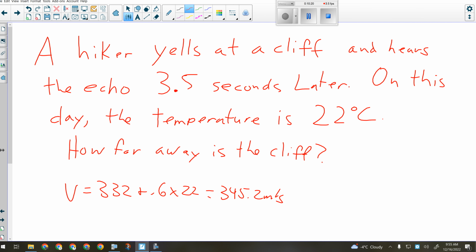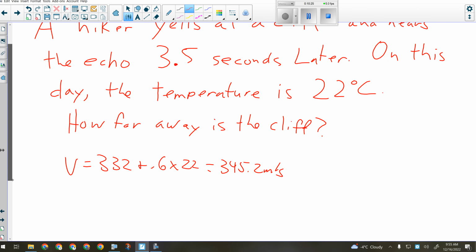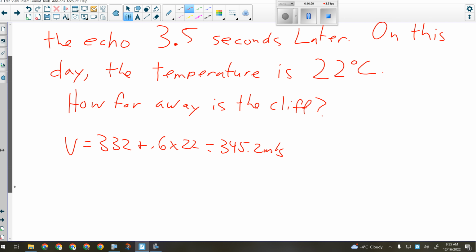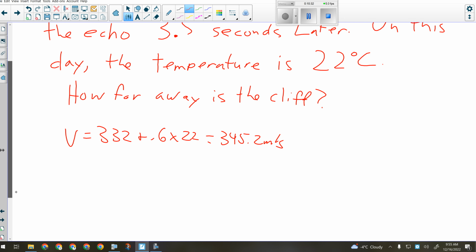Now, a person yells at the cliff and hears the echo 3.5 seconds later. Do I need the universal wave equation for this question? I don't. There's absolutely no reason to use the universal wave equation here because, as the note said earlier, I can still use this if I have the right information, and I do. I have the time and I have the speed. Now I want to calculate how far it is to the cliff. How far did the sound travel? There and back again.